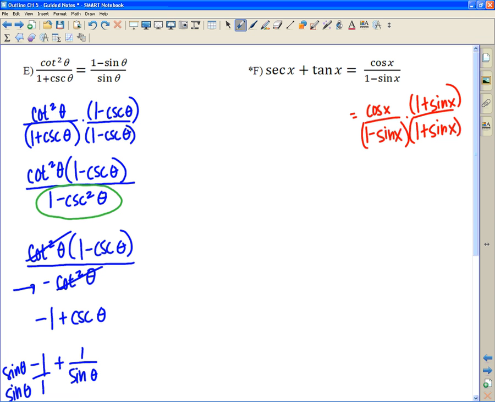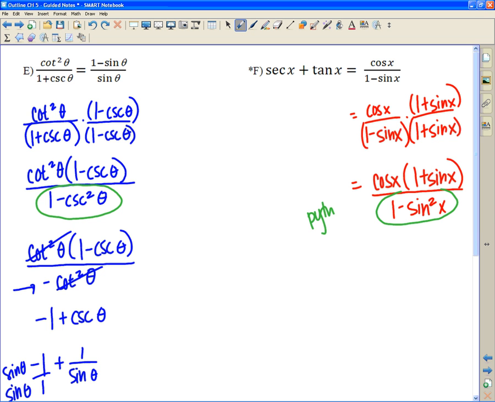I am not going to distribute yet on the top. Cosine of x times 1 plus sine of x, all divided by 1 minus sine squared. Foiling that out. Looking at this, I see an excellent Pythagorean identity. The reason why I'm happy is because of the cosine on top. So cosine of x times 1 plus sine of x, all divided by cosine squared.